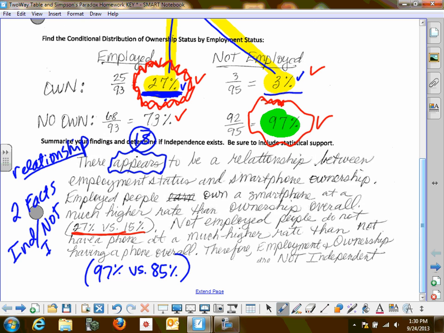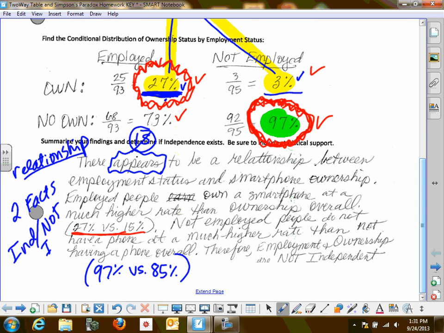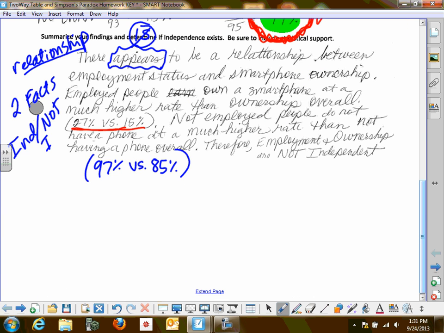So, if you are not employed, then what are these people doing as far as phone goes? This group is what? Not owning. Okay, good. So if you are not employed, then you are not owning a smartphone at a higher rate, because 97% are not owning a smartphone compared to 85% overall. So here's how I worded that down here: not employed people do not have a phone.